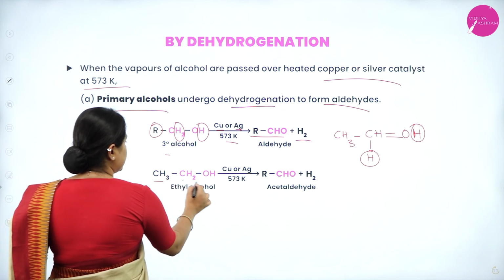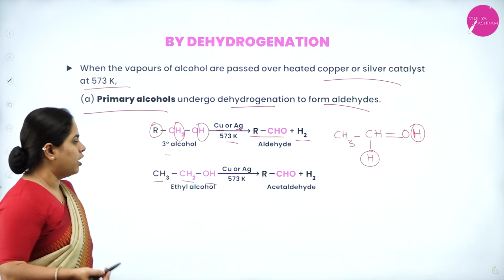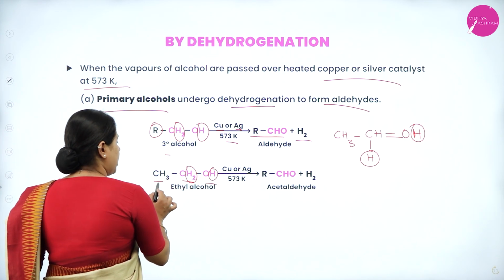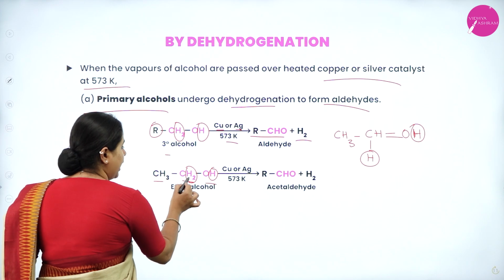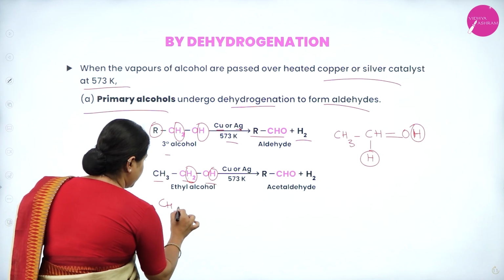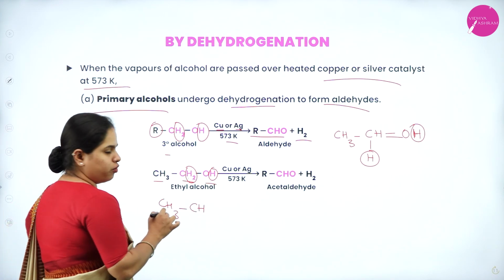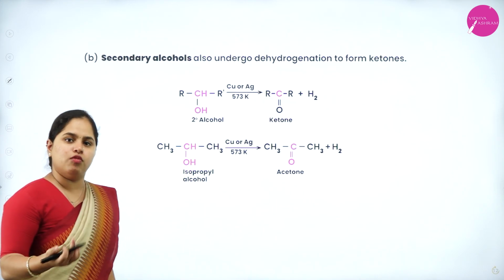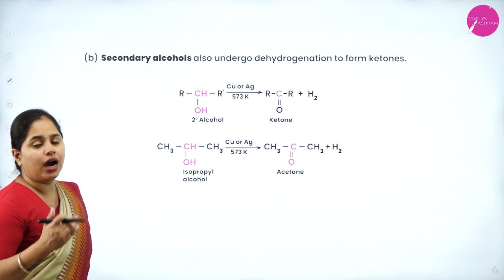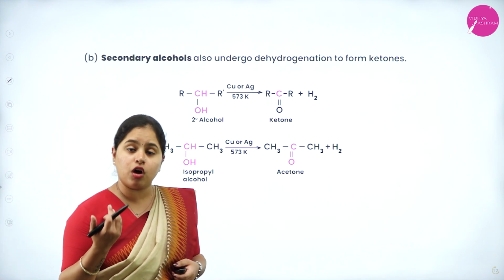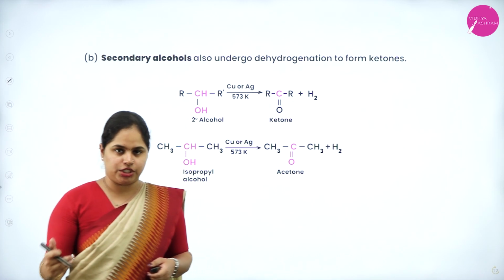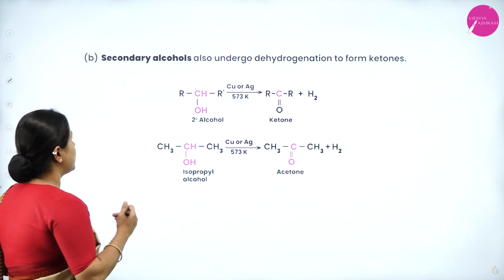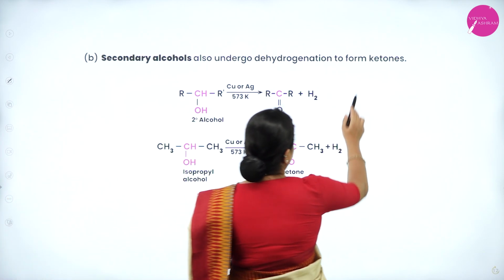Okay, now CH3, CH2, OH in presence of copper or silver at 573 Kelvin. Again, what will happen? One hydrogen and one hydrogen will be removed. So what will happen? CH3 and CHO. CH3 and you have CH. Only one hydrogen is removed from here, right? And you'll get a double bond. So that will be acetaldehyde, which is formed by the removal of hydrogen. Now, that is regarding primary alcohols. So, when primary alcohols undergo dehydrogenation in presence of copper or silver at 573 Kelvin, you will get what? Aldehydes.